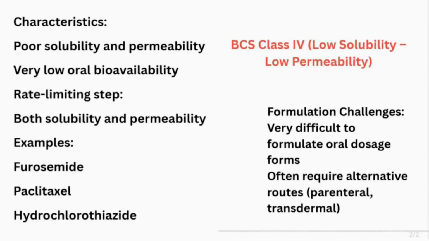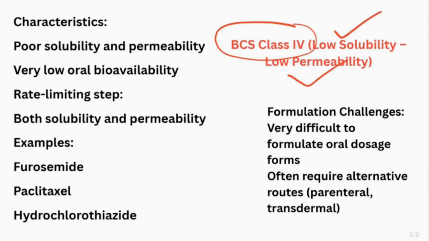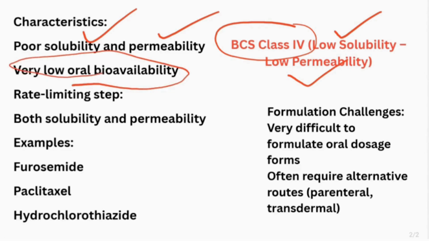Then Class 4, BCS Class 4. They have low solubility and also low permeability. There is a problem with both the solubility and the permeability, so they have very low oral bioavailability. The rate limiting step, or problem with the absorption, is both solubility as well as permeability. Examples for this class are furosemide, paclitaxel and hydrochlorothiazide.